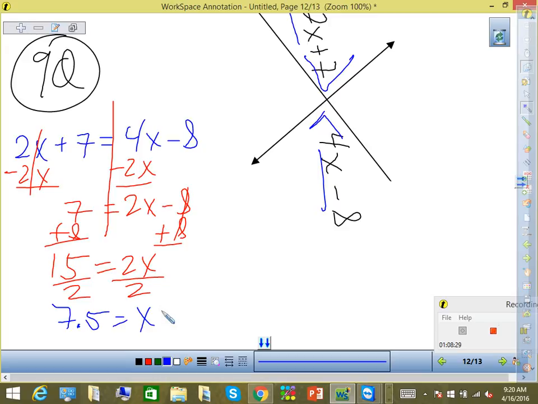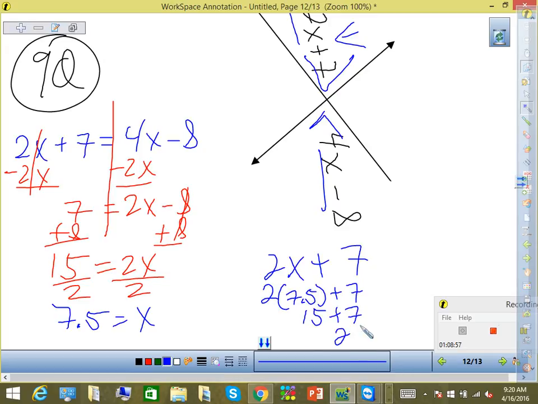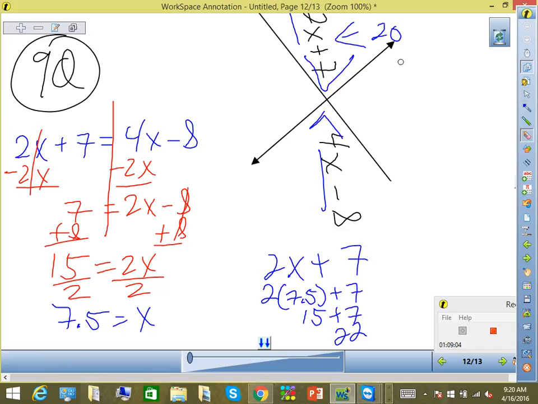So now, are we done? No. We need to substitute in here to find out what that angle is. So let's do this one first. 2x plus 7. Instead of x, we're going to substitute what? 7.5. So what is 2 times 7.5? 15 plus 7, what is that? 22. So each angle is 22 degrees.